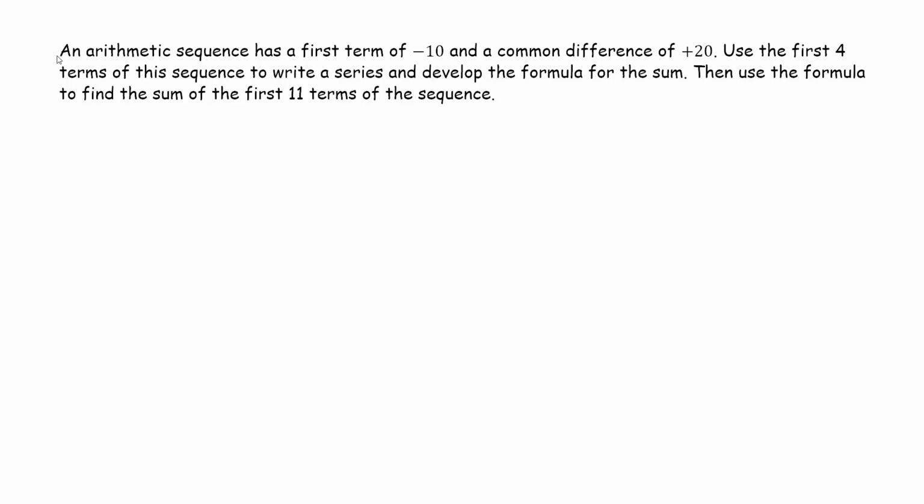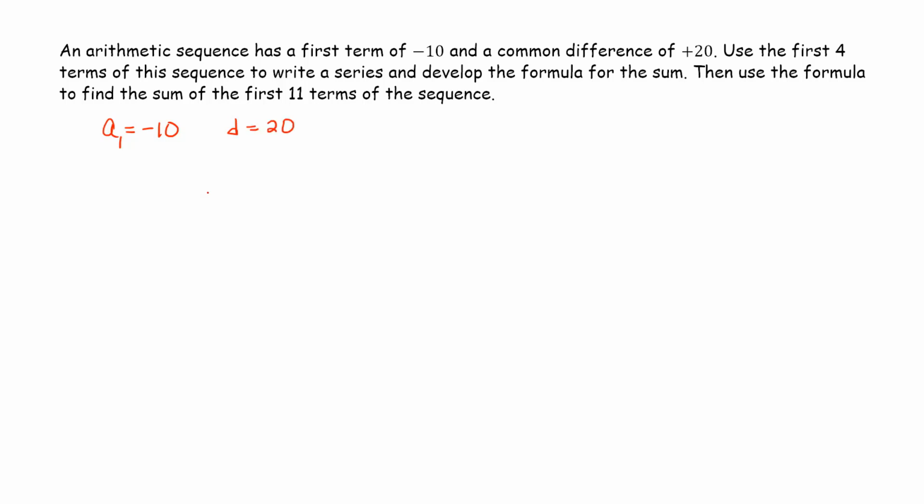Okay, so on this problem, I did not finish it correctly, and we need to make sure we fix it in our notes. So an arithmetic sequence has a first term of negative 10, so we've got a sub 1 equals negative 10, and a common difference of 20, so d equals 20.